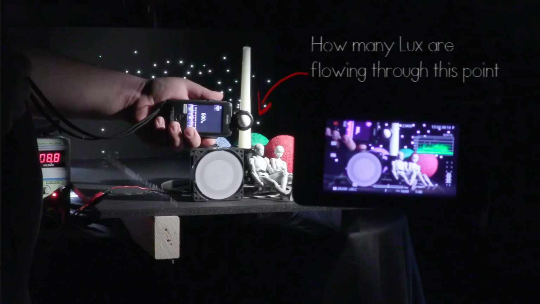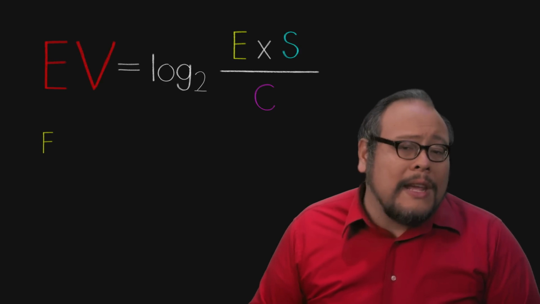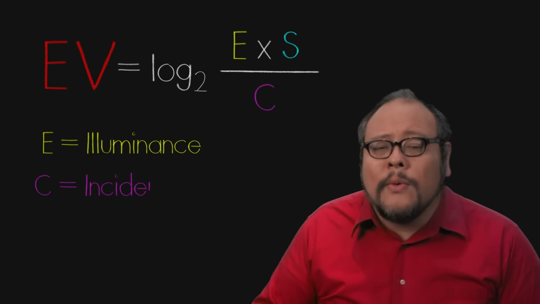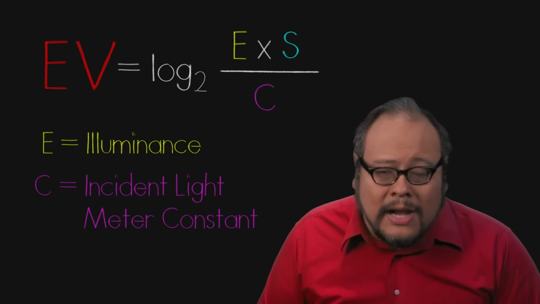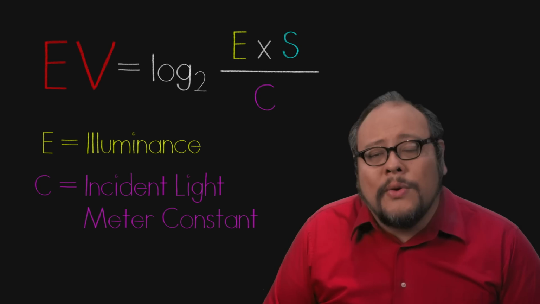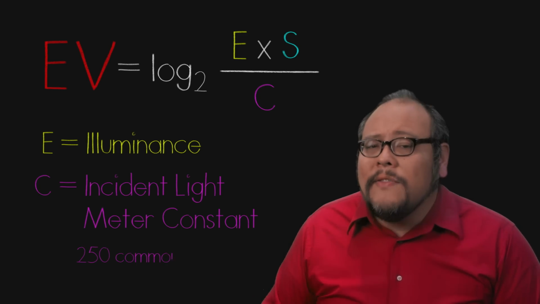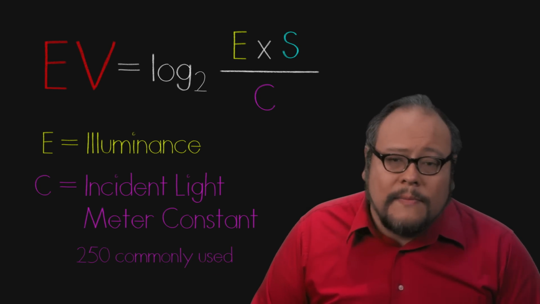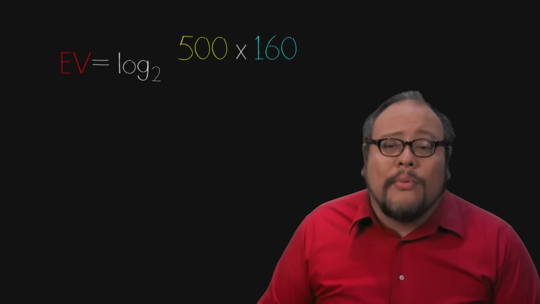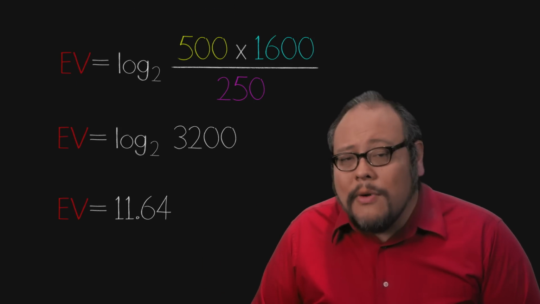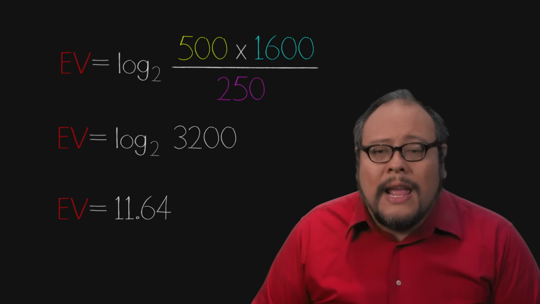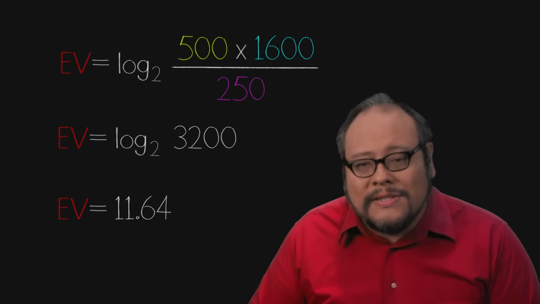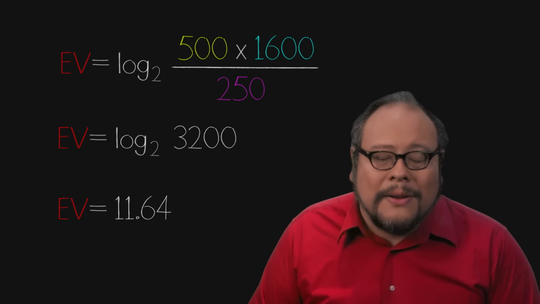The equation is just slightly different. We replace L with E for illuminance, and the reflected light meter constant K gets replaced with the incident light meter constant C, where C is between 240 and 400. A value of 250 is commonly used. And then the math works out pretty much the same way. The reciprocity rule stays in effect exactly the same way as it did with the spot metering exercise, and you don't have to do the math at all, because it's all done inside your light meter.